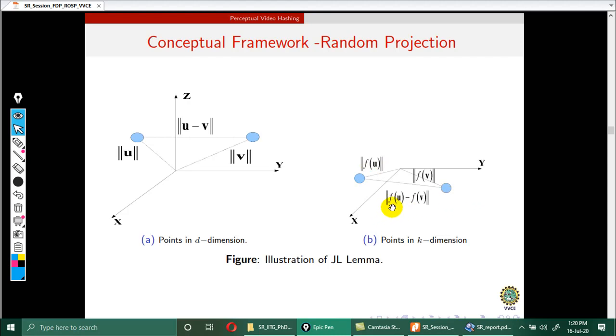Now I try to measure the distance between them, which is represented as the L2 norm squared between f of u and f of v. This distance compared to the original distance is bounded by 1 plus or minus epsilon. That's what the JL lemma is trying to tell you.